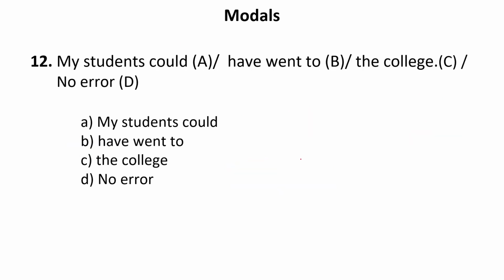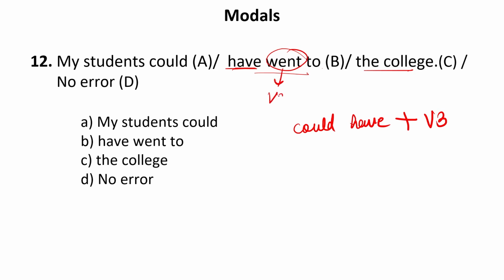Now let us move to the next one. My students could have went to the college. Now again, whenever we write could have, it should be followed by the verb third form. Now this went is verb second form, which is incorrect. So it should be replaced with gone, because went is the second form of go. We have go as the first form, then went as the second form, and gone as the third form.